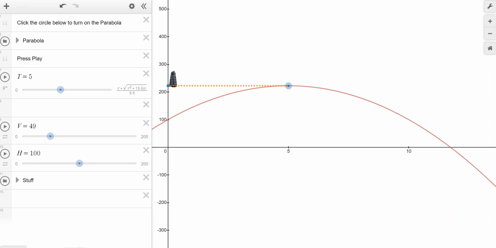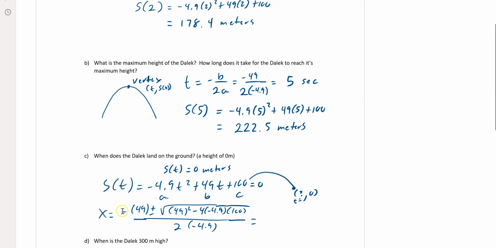You can even go back and just think about this. If we have a negative and a negative and a negative, we want all the negatives so that we get a negative on the top and a negative on the bottom. And when you divide them, you get a positive. So we could just switch this to a minus if we wanted, but you're going to get 2 answers. We're going to do one with negative 49 plus this and one with negative 49 minus this.